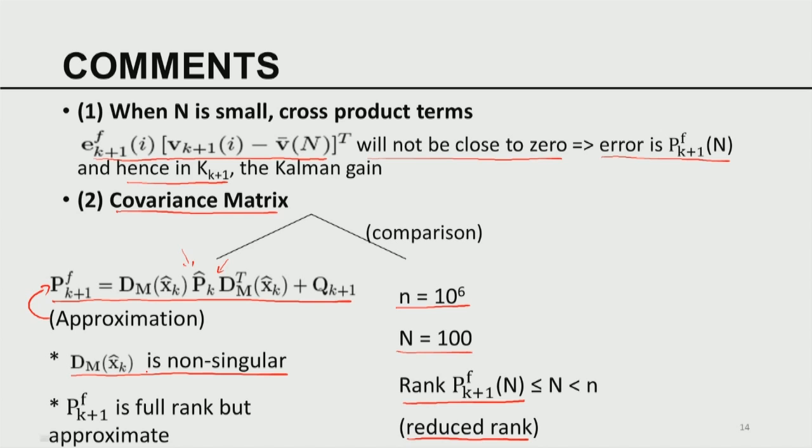But in the case of covariance approximation, I'm sorry, in the case of first order filter or second order filter, the PKF will be of full rank in first order and second order filters. Therefore, it is full rank, but it is still approximate, full rank but not exact, it is only approximate. So I would like you to keep all these things at the back of the mind.